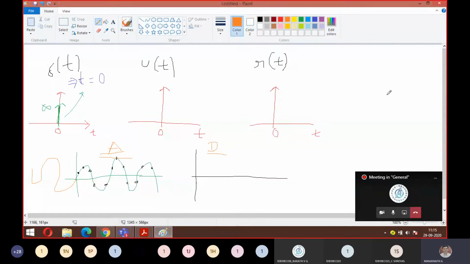So whichever signal you take in nature will be in analog form only. But for our analysis purpose, for verification purpose, we will convert to digital.